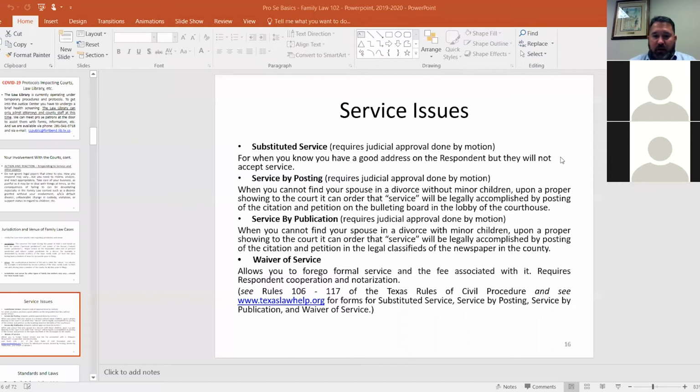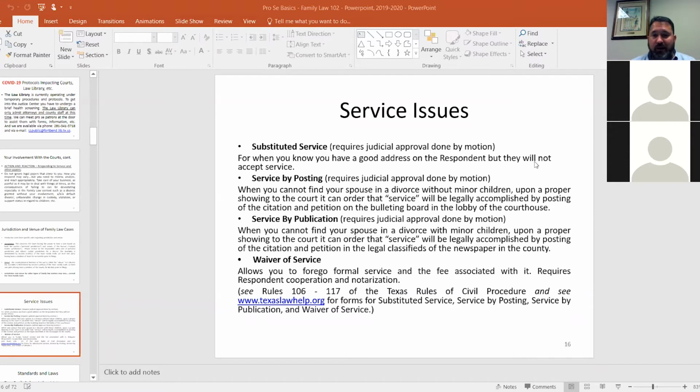Thank you. So, like I said, there are different ways of accomplishing service. The traditional ways are by in-person service or certified mail for individuals. Sometimes if you're suing a corporation, say in some other kind of civil case, you have to serve their agent for service of process or serve them through the Secretary of State of Texas. So those are the most traditional ways.